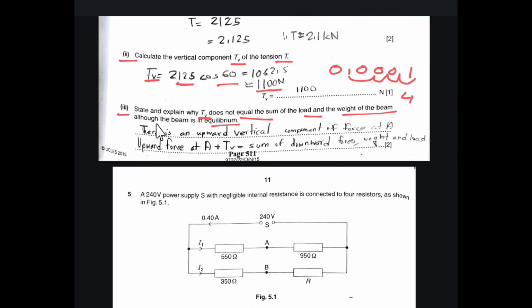Thus the value of TV on its own is not equal to the sum of the downward force and the weight of the load, because there is an upward force at A. So there is an upward vertical component of force at A, and the upward vertical component of force at A plus TV is equal to the sum of the downward forces.